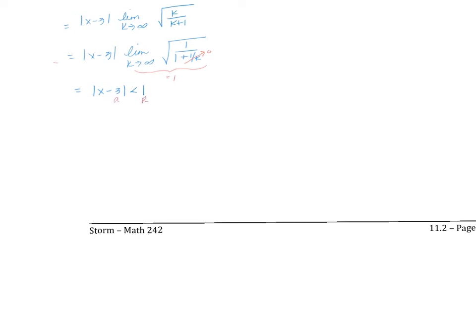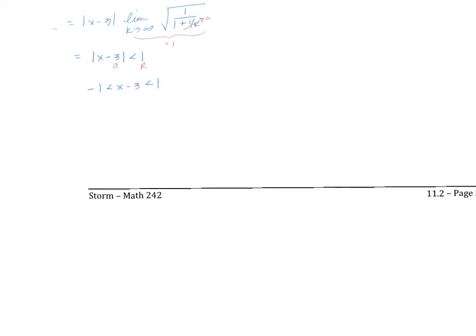And my R is 1. So remember, when we get rid of absolute values, if you have an absolute value less than a number, it's always between the negative and the positive. So if I algebraically just add 3 everywhere, I get 2 less than x less than 4. So I could see that my center is 3.